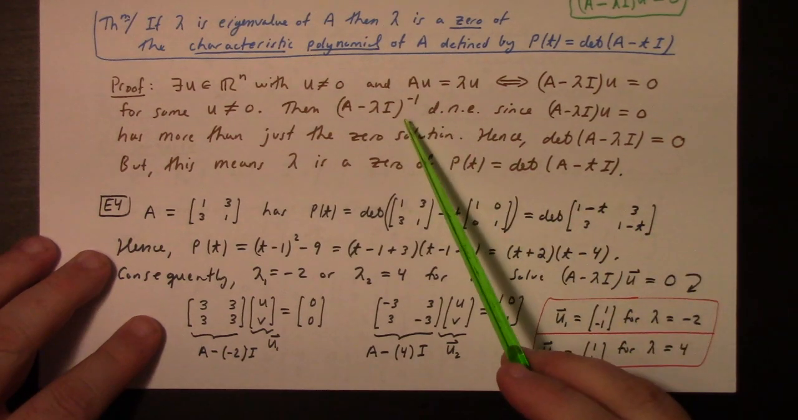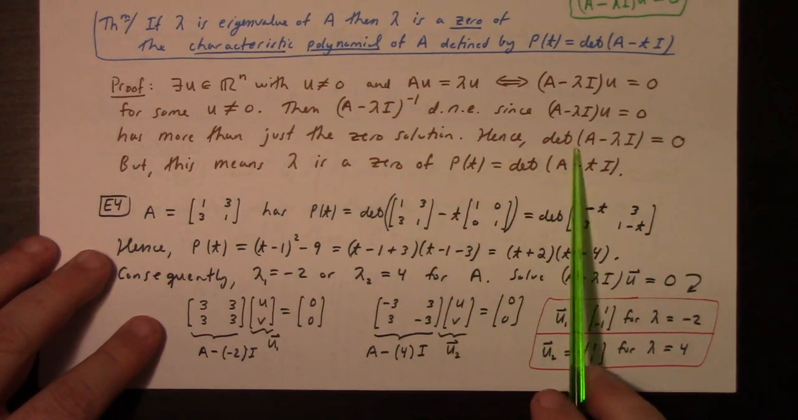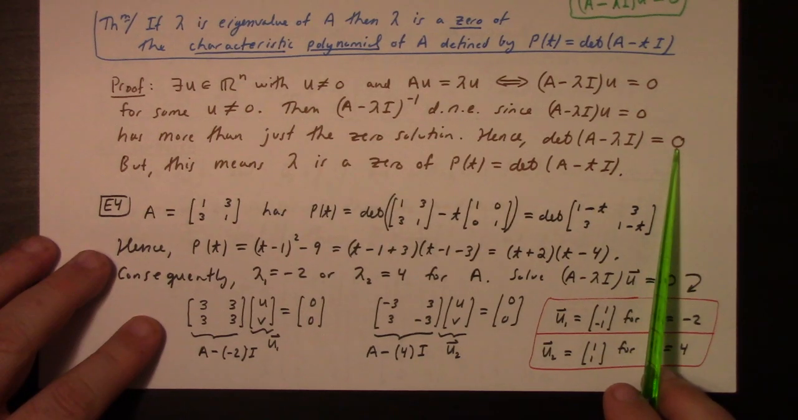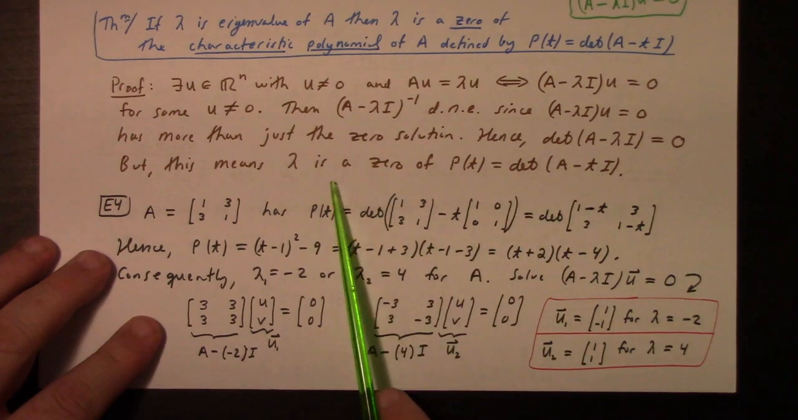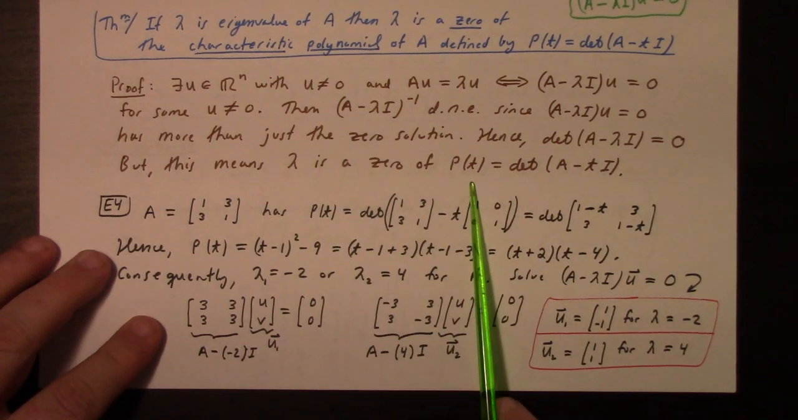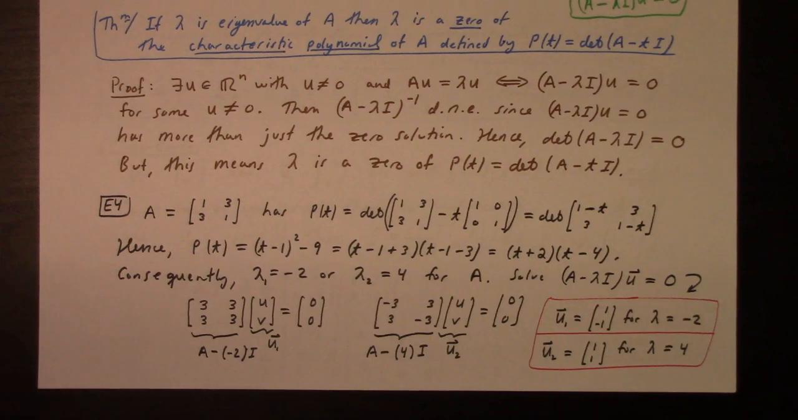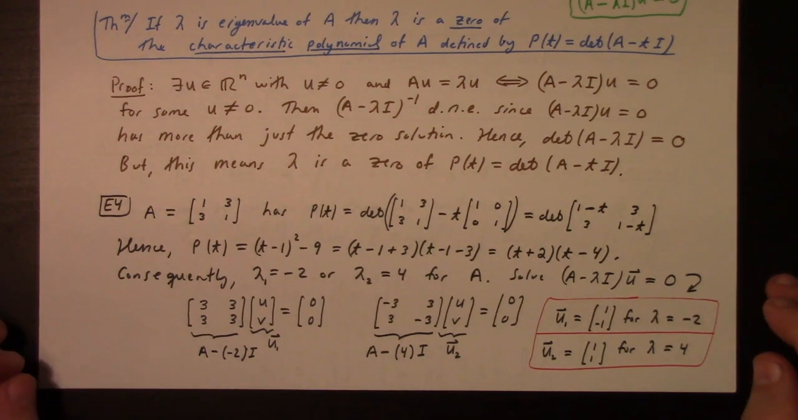Therefore, the inverse doesn't exist, which is to say that the determinant of this matrix has to be equal to 0. But if that determinant is equal to 0, that's tantamount to saying that lambda is actually a 0 of the characteristic polynomial of A. That's it. All there is to it.